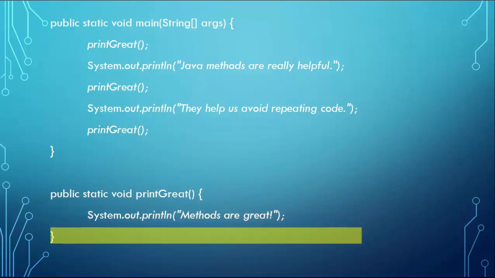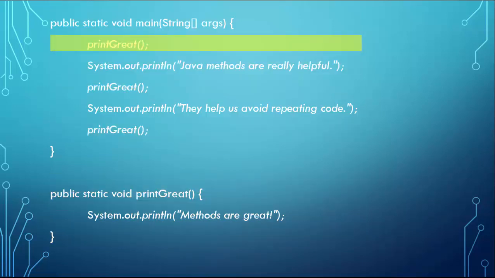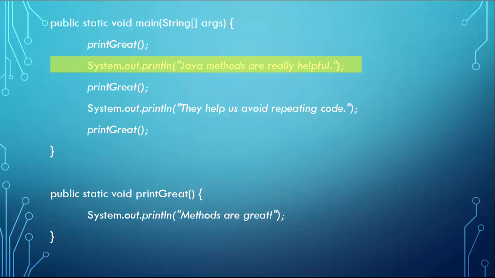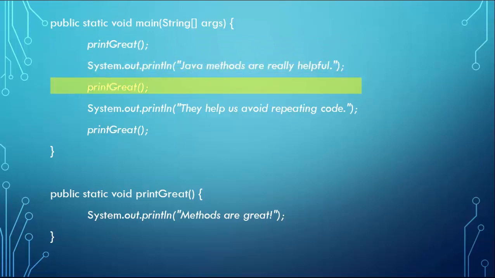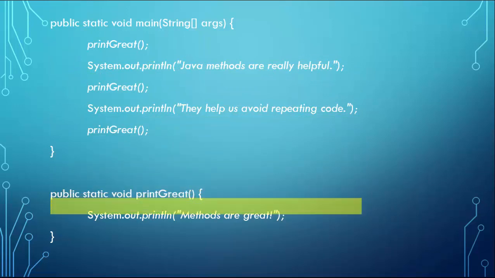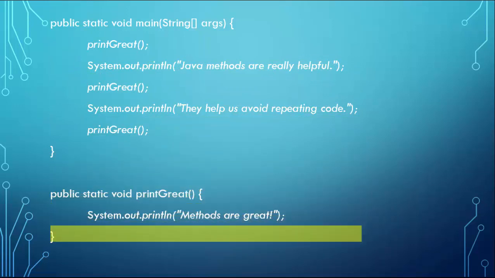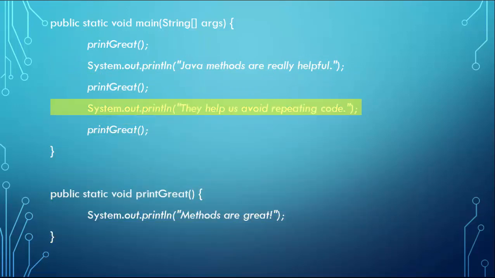When we hit the end of the printGreat method, we jump back to the main method and continue what we were doing before. So once we're done with printGreat, we display the message, Java methods are really helpful. Then we call printGreat again. So we'll jump down, we'll display methods are great. We hit the end, we continue where we left off in our main method. We display they help us avoid repeating code.